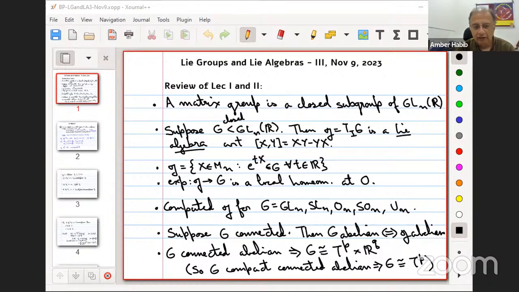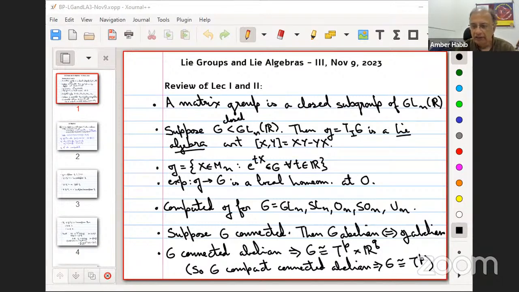As applications, we computed the Lie algebras for certain matrix groups: GLn, the special linear group SLn, orthogonal, special orthogonal, unitary. As another application of this characterization, we saw some examples of how knowledge about the Lie algebra and the matrix group are connected. For instance, if the group is connected, then it is abelian if and only if the Lie algebra is abelian, which means that the bracket is identically zero.